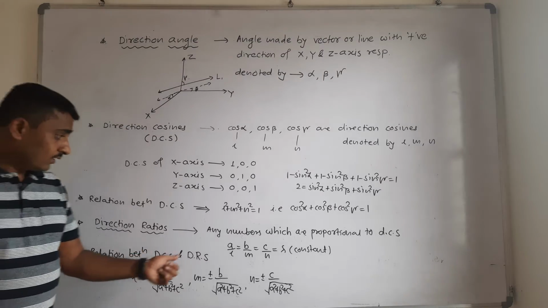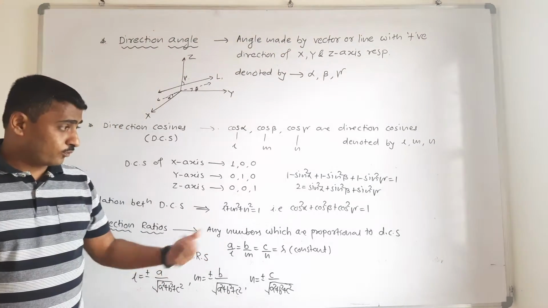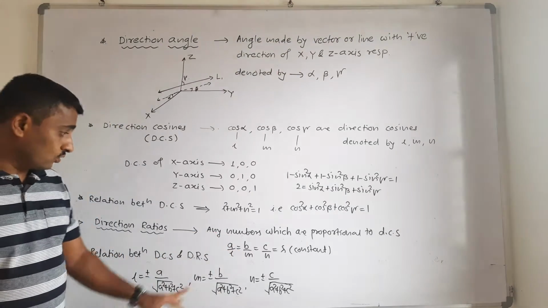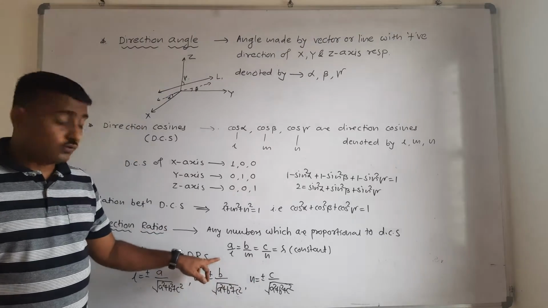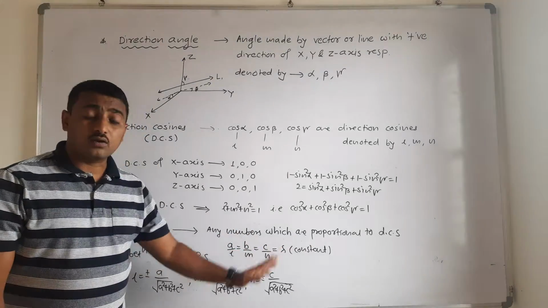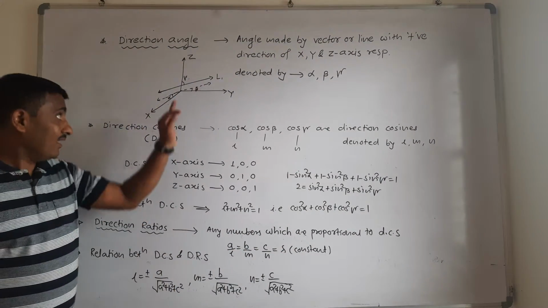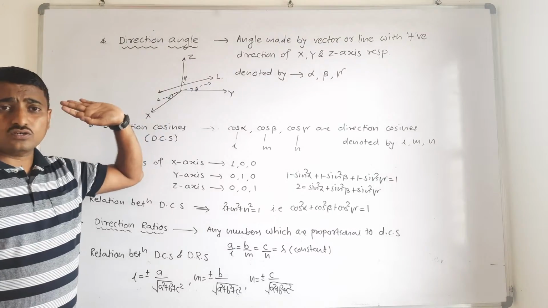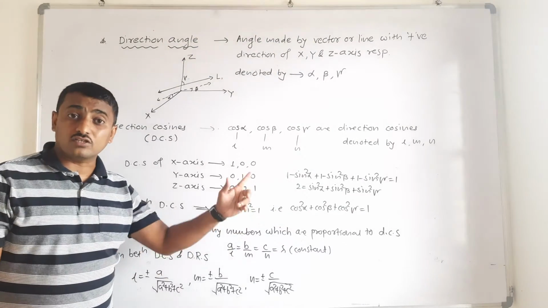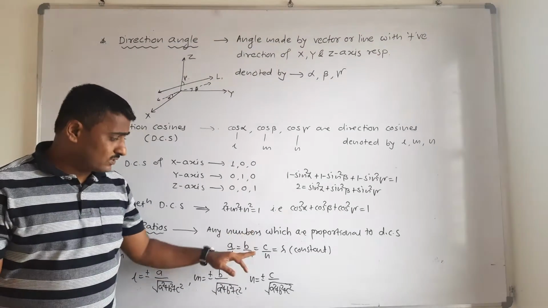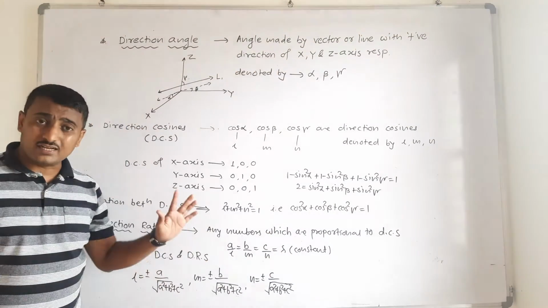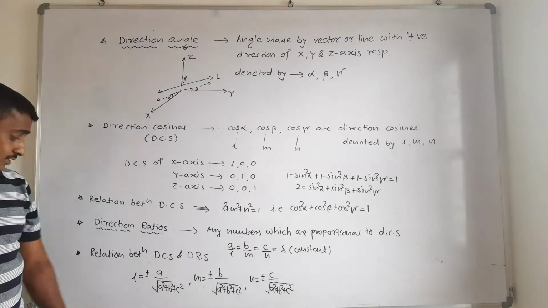Direction ratios: any numbers which are proportional to direction cosines are nothing but direction ratios. That is, a, b, c are the numbers proportional to these direction cosines. Then these numbers are called direction ratios. A line has unique direction cosines. लाइन ला एकच direction cosines असणार, but a line has infinitely many direction ratios. Any numbers which are proportional to these are called direction ratios. Therefore a line has infinitely many direction ratios but unique direction cosines.